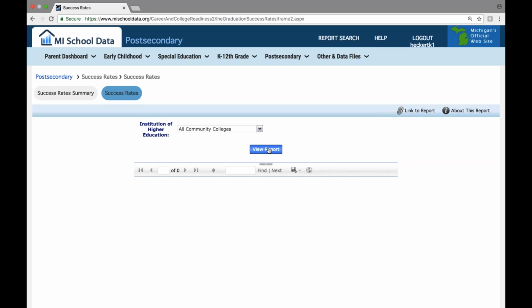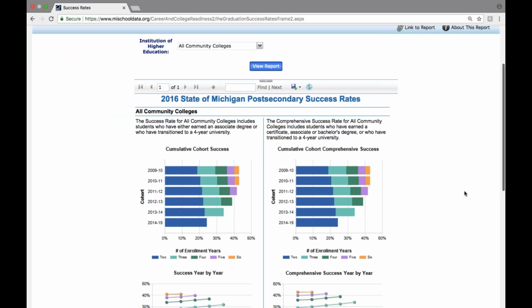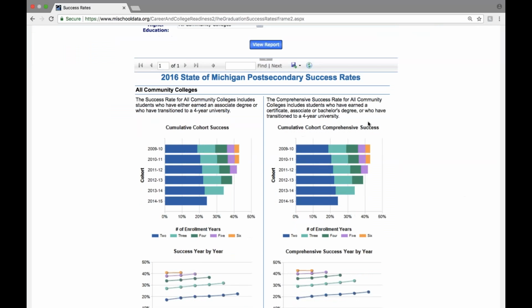So what I'm going to focus on is this right column. When we launch our new data in 2017, we're not going to have this difference of what we have called success and comprehensive success. Comprehensive success is just a term that really describes more successful outcomes than what success had defined.